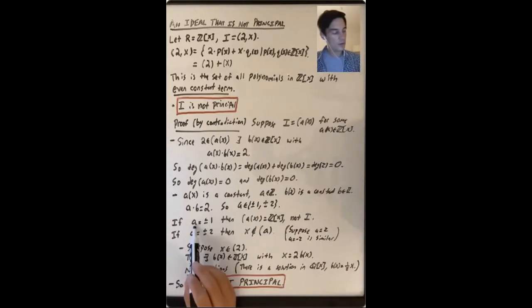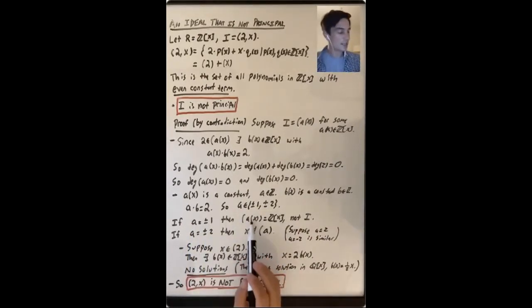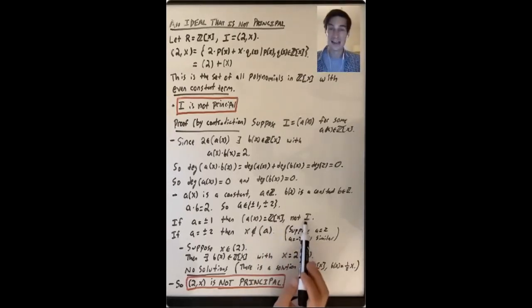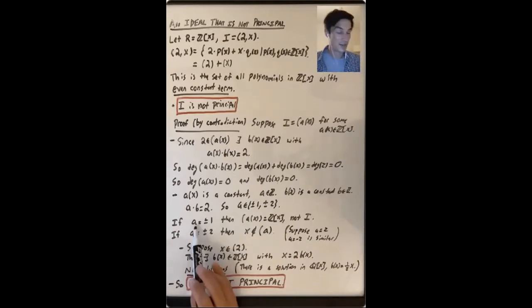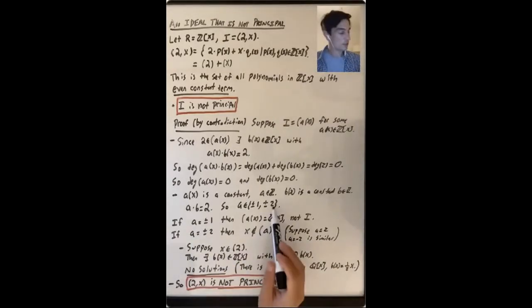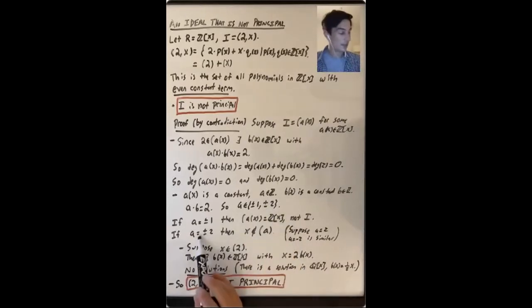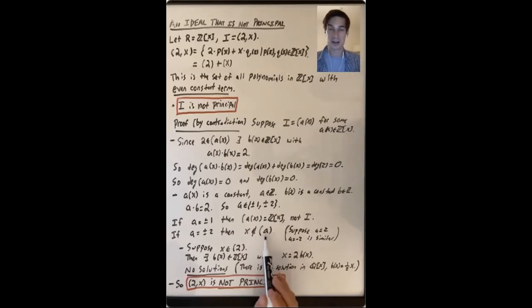All right, well, let's just go through cases. If A is plus or minus 1, then the ideal generated by A of X, which is the ideal generated by A, is all of Z bracket X. It's not this ideal I. So this ideal is too big. So A can't be plus or minus 1. So what if A was plus or minus 2, the only other possibility? Well, then we'll see that X is not in the ideal generated by A.